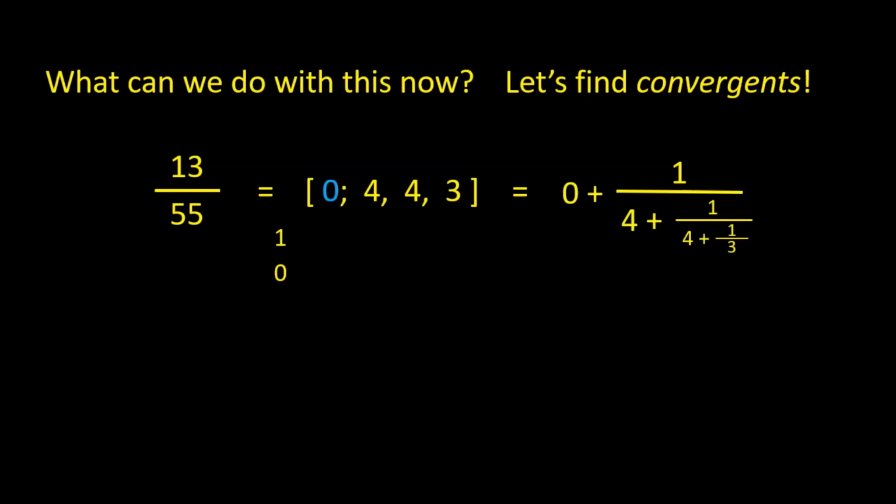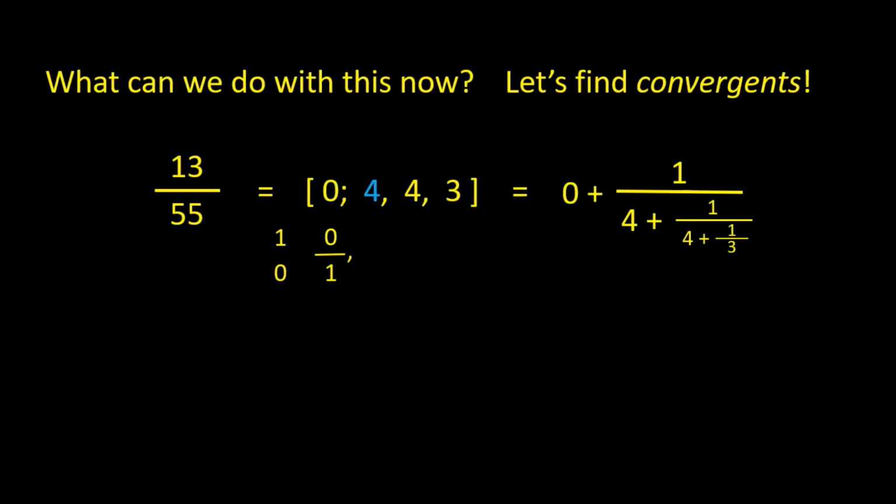We look at our first partial quotient, the whole number part, 0. And that tells us that our first convergent is going to be 0 over 1. So 0 over 1 is an approximation of 13/55. It's the closest you can get to 13/55 with a whole number, because 13/55 is closer to 0 than it is to 1. Now, it's not a very close approximation, and certainly not a very encouraging one, so let's move on and see what the next one's going to be.